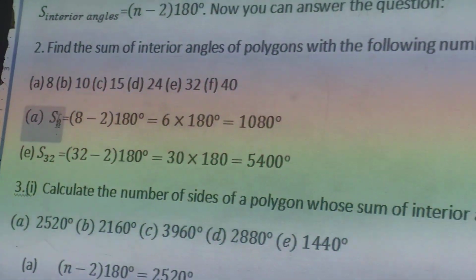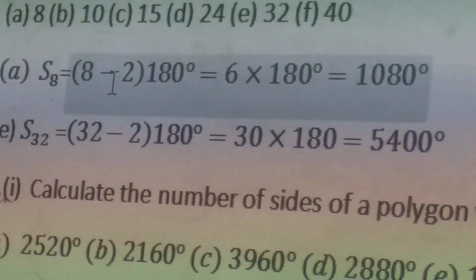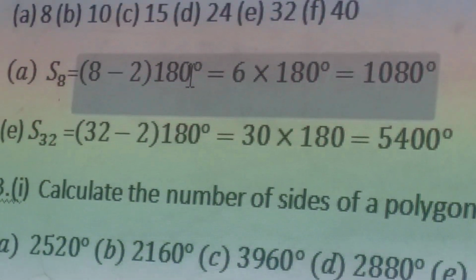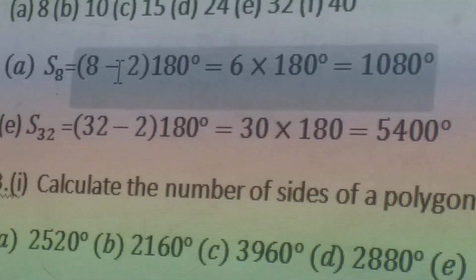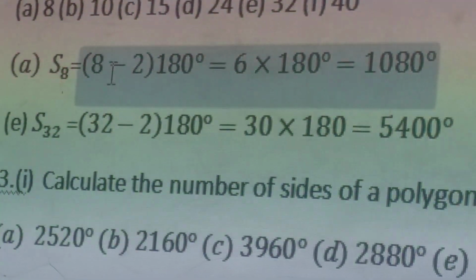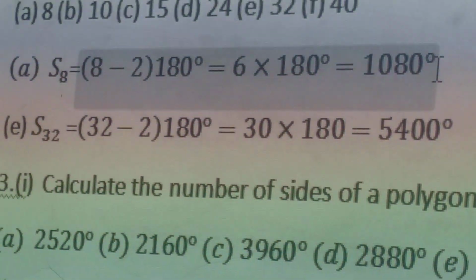Sum of interior angles of an 8-sided polygon is equal to (8 minus 2) times 180, which is equal to 6 times 180. When it has 8 sides, it means the number of triangles is equal to 8 minus 2, which is equal to 6. So 6 times 180 is equal to 1080.